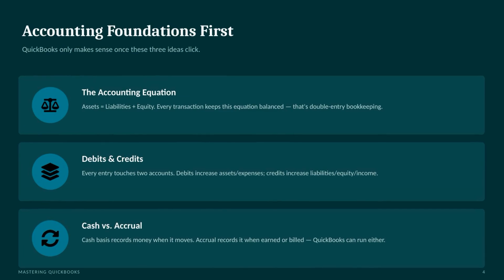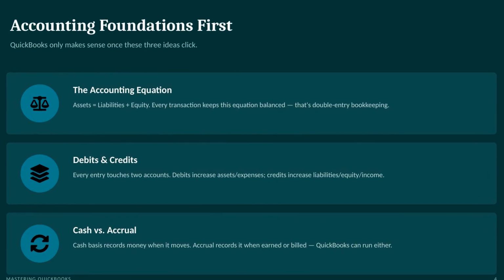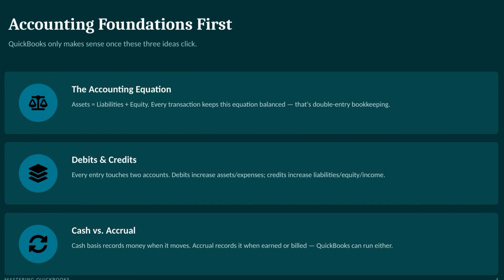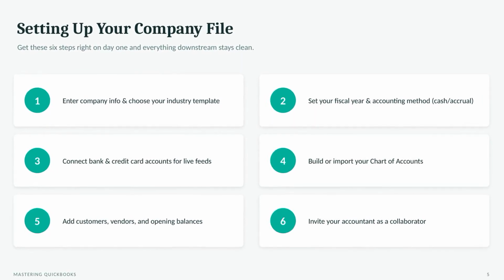Before you touch the software, you need 3 ideas in your head. 1. The accounting equation. Assets equal liabilities plus equity. Every transaction has to keep that balanced. 2. Debits and credits. Every entry touches 2 accounts. Debits increase assets and expenses. Credits increase liabilities, equity, and income. 3. Cash versus accrual. Cash basis records money when it moves. Accrual records it when it's earned or billed. QuickBooks can run either method.